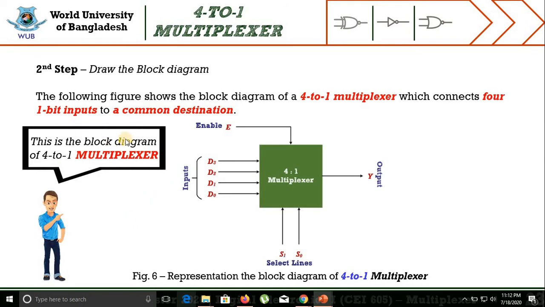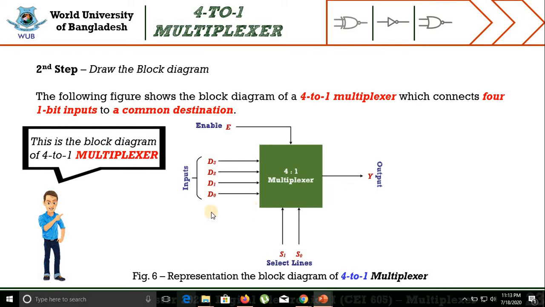Now, the second step is to draw the block diagram of the 4 to 1 multiplexer. The following figure shows the block diagram of a 4 to 1 multiplexer, which connects 4 1-bit inputs to a common destination. So figure 6 represents the block diagram of the 4 to 1 multiplexer, and it has 3 sections: a left section, a middle section, and a right section.